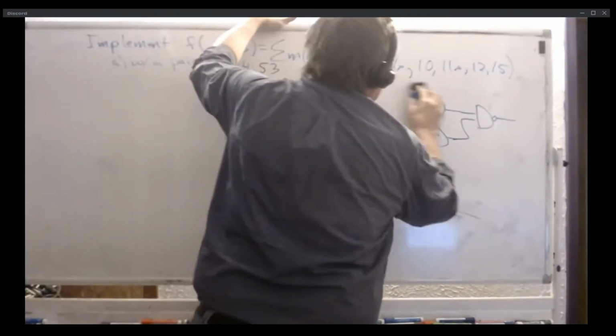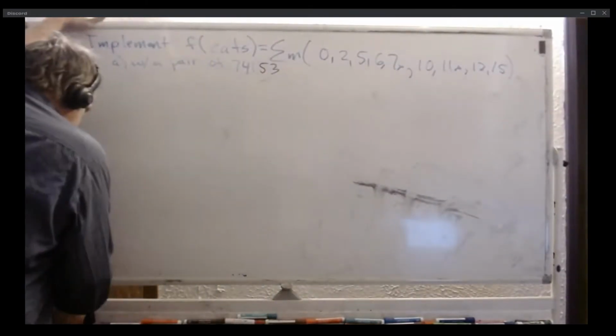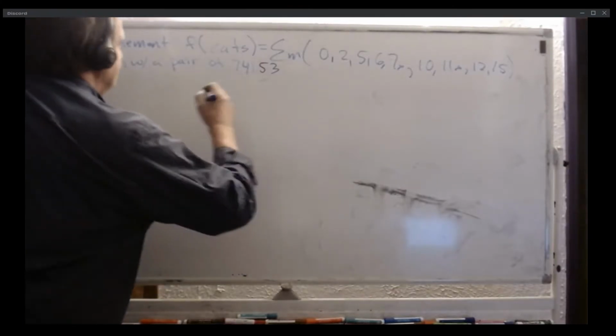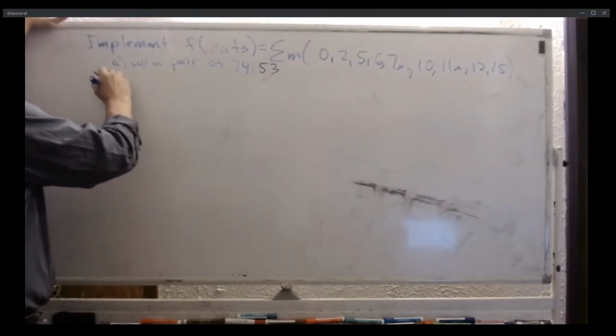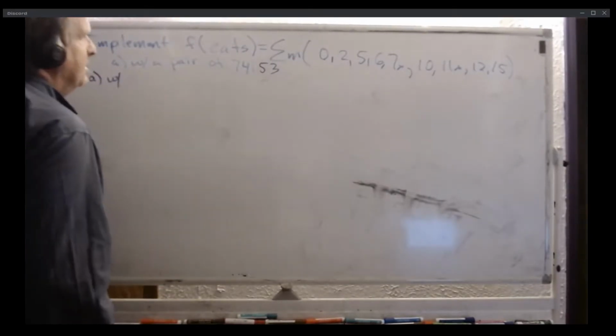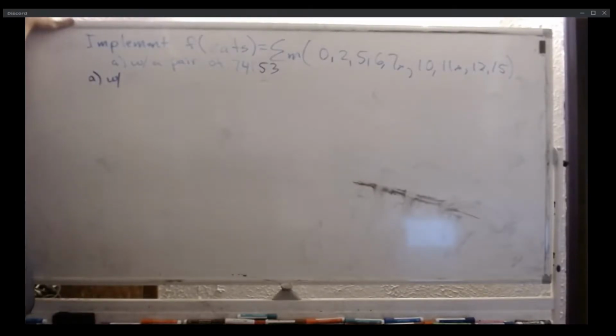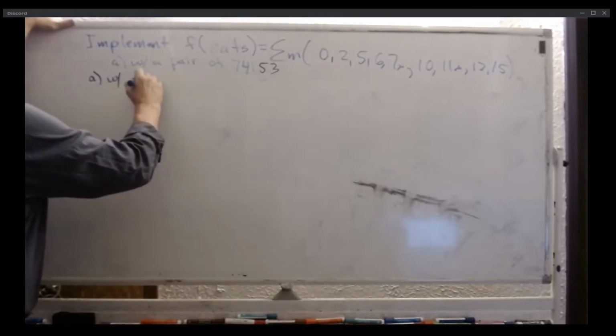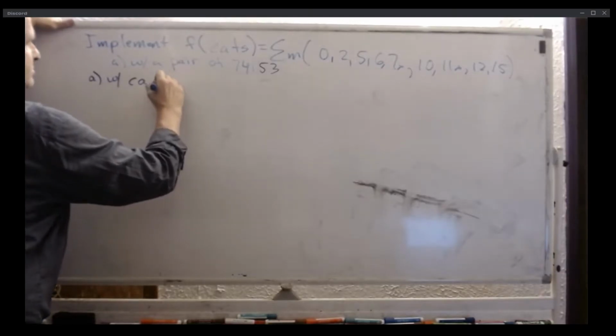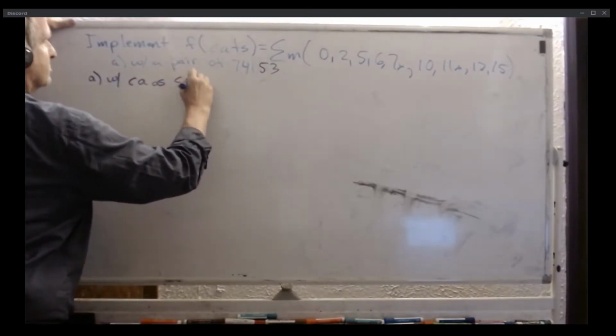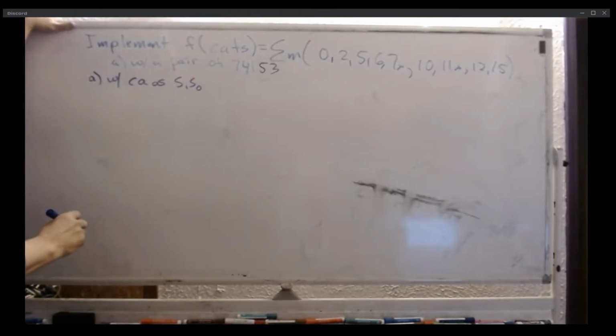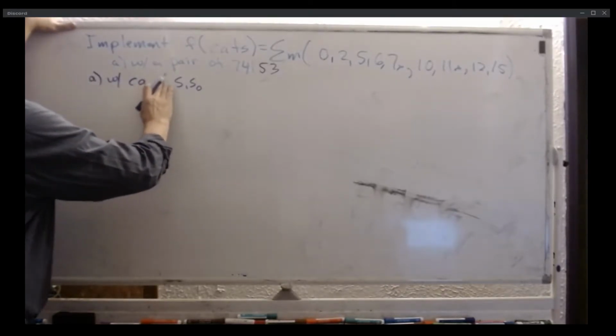And to start with, let's make it simple. How about CA as the select line? Sound good? So when we say CA is the select line, that means that we're only using C and A.